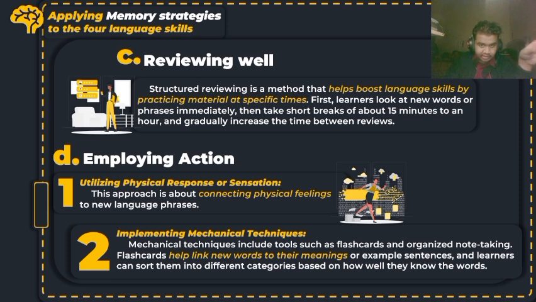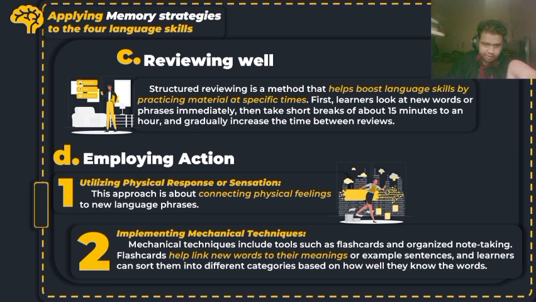First, utilizing physical response or sensation, as this approach is about connecting physical feelings to new language phrases. For example, when learners hear a command and do the action, it helps them to remember what they have learned. This is called total physical response. Not to mention, linking certain physical sensations to different grammatical genders can make it easier to remember noun phrases.